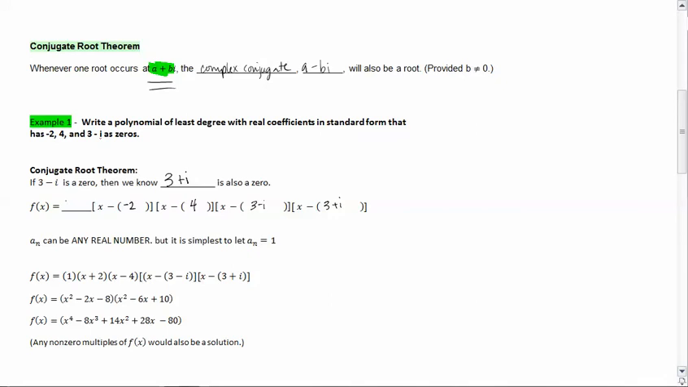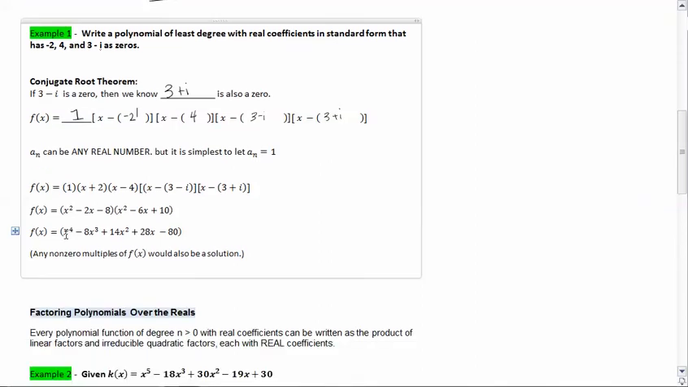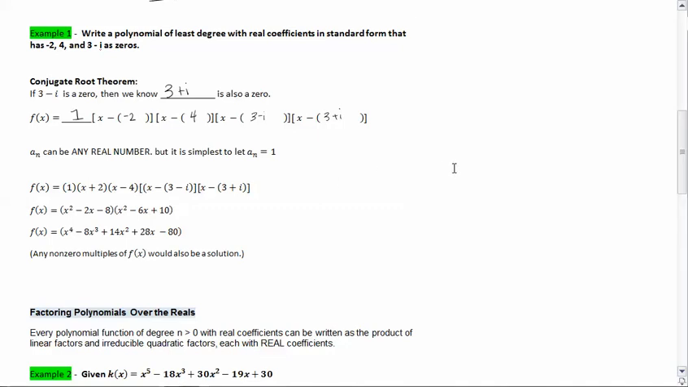And out here at the front we have a sub n, if you remember. A sub n can be any real number, but it's easiest to make a sub n equal to 1. So we're just going to put a big 1 out there because it doesn't affect anything, okay? So we need to rewrite this equation now to simplify because we had some x minus -2, for example. And so that becomes 1, our a sub n, times x plus 2, x minus 4, x minus 3 minus i, x minus 3 plus i. What you know about this is the 3 minus i and the 3 plus i, we're going to have some canceling out in that situation, right? We end up with x squared minus 6x plus 10, and then those first terms multiplied together, we get x squared minus 2x minus 8.